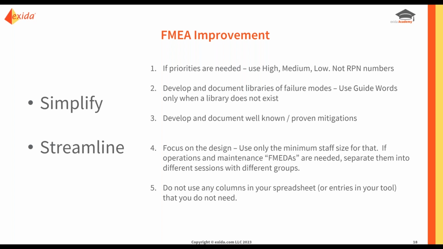Wouldn't it be great if over time we could develop and document libraries of failure modes, even for functional blocks? If we had them, we could use the guide words only when the library does not exist. Number 3, we could develop and document well-known proven mitigations. Now, the hard part about that is document. And how do you do that? Every time you do an FMEA, you've got to write this stuff down. You have to document it later. You have to kind of build up the library. And if your engineers are like me, I hate documentation. And sometimes this stuff just does not get done.